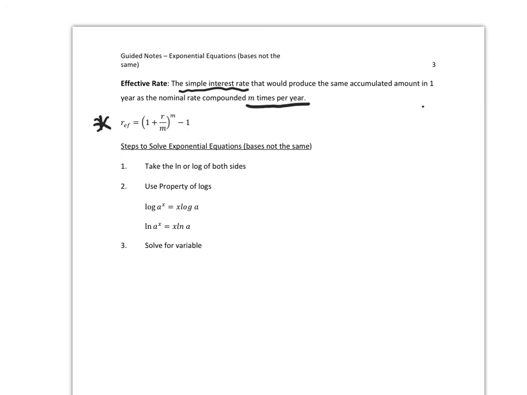All right, steps to solve an exponential equation when bases are not the same. You're going to take the ln or log of both sides. I'm always going to take the ln, and then you're going to use your property of logs, the one we went over on page 1, and then you're going to solve for your variable. In the next video, we will do examples.